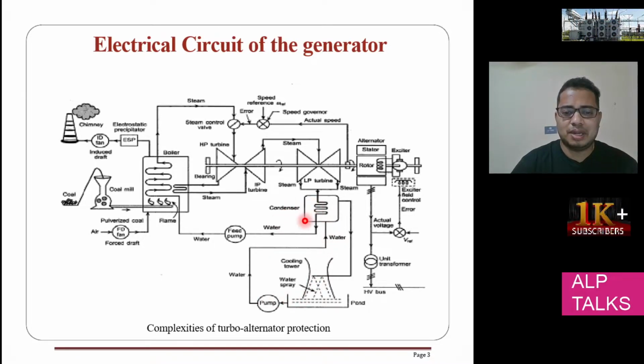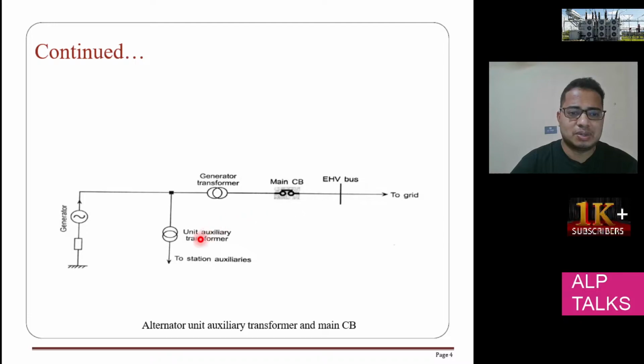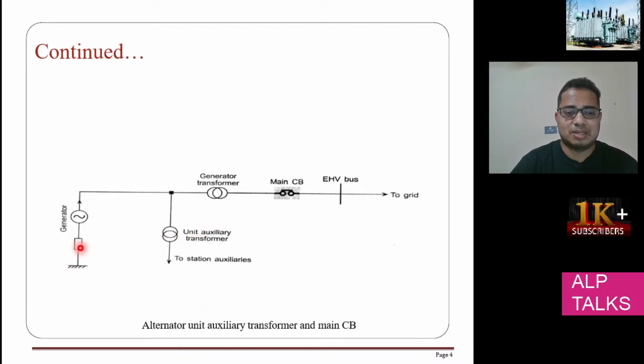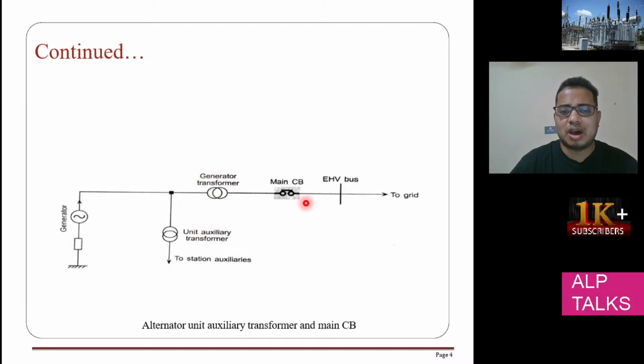So let's go into a little bit more detail here. This is the single line diagram of the generator setup. Here you can see it is grounded through some resistor, an NGR, neutral grounding resistor, or sometimes we will also use a small transformer. So here the generator transformer is there, we will say unit transformer. Here you have the main CB, main circuit breaker, located here.